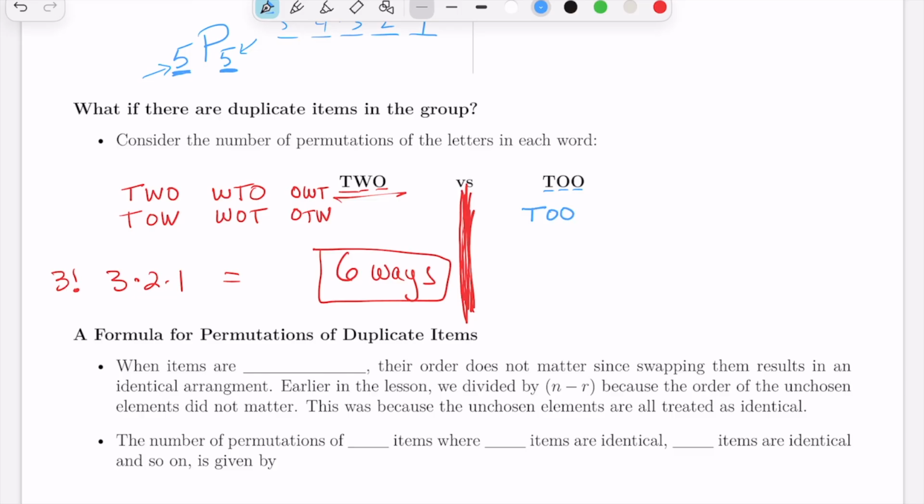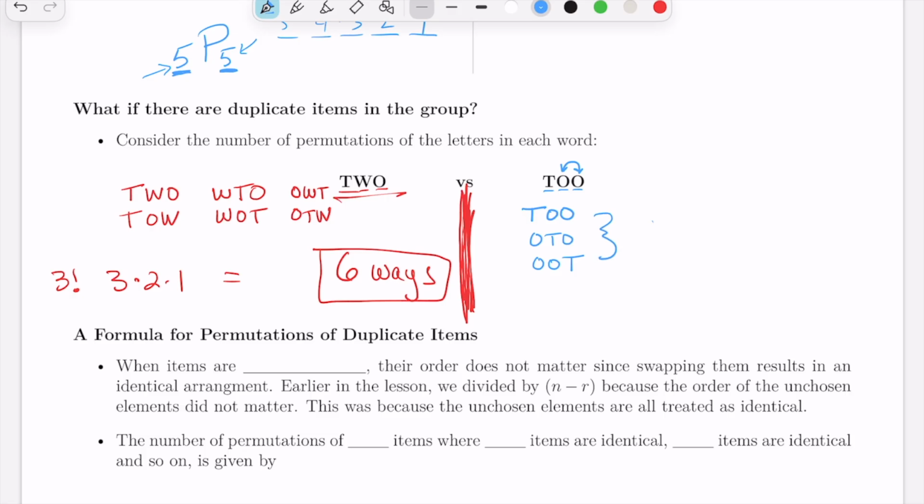But when we look over here at this other one, TOO, well, I could arrange it as TOO. And if I try swapping these two O's and I write it as T-O-O, where I've switched the other two, you can't tell. It looks like the same word. It's not distinguished. You can't tell the difference. So we're not going to write it. But I could write O-T-O, or I could write O-O-T, and that's it.